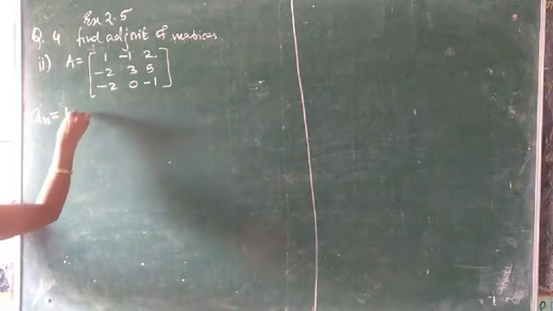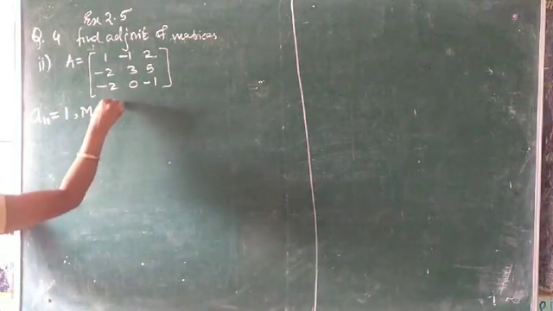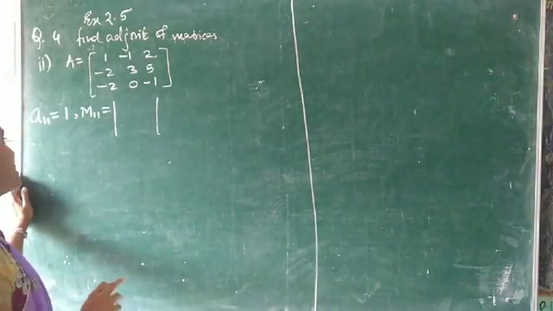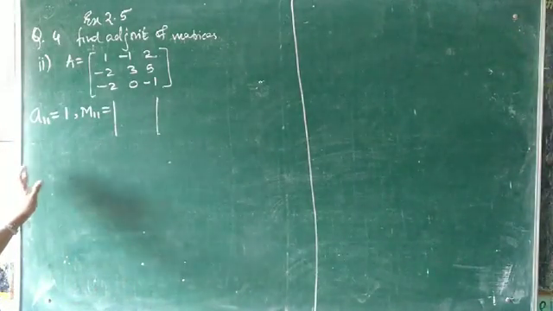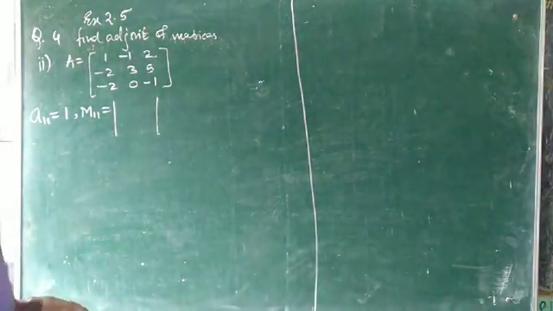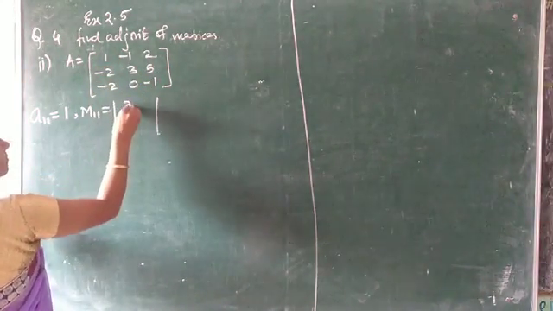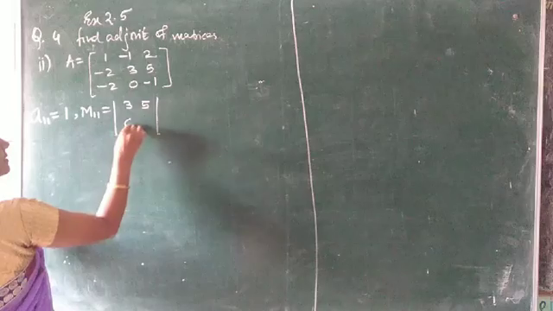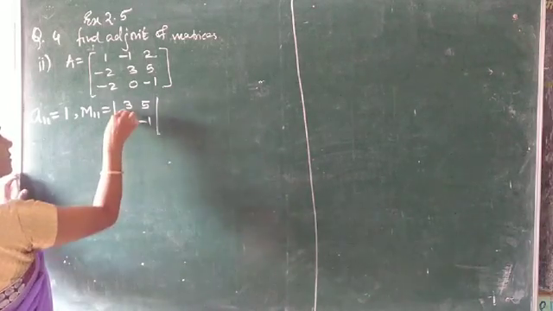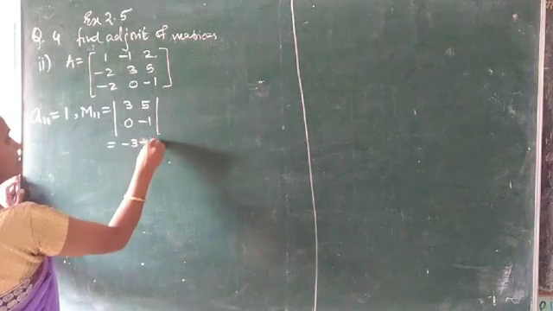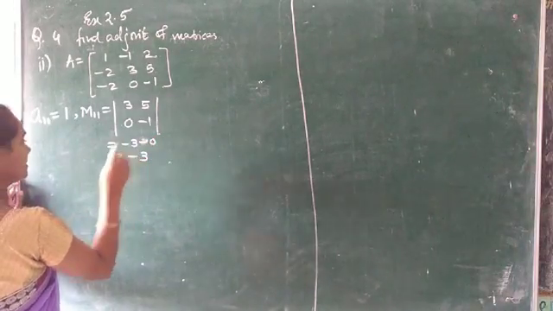A11 is equal to 1. Then M11. This is a very important calculation. For M11, which row and which column do we have to delete? So here we delete first row, first column. So the determinant is 3, 5, 0, minus 1, which is equal to 3 into minus 1, minus 3, 0 into 5, 0, is equal to minus 3.